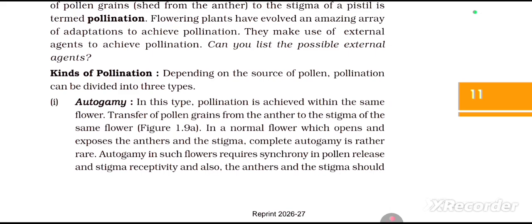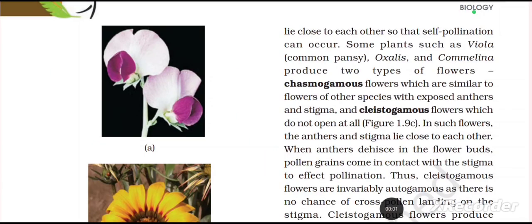The first one is autogamy. In this type, pollination is achieved within the same flower: transfer of pollen grains from the anther to the stigma of the same flower. Figure 1.9a. In a normal flower, which opens and exposes the anthers and the stigma, complete autogamy is rather rare. Autogamy in such flowers requires synchrony in pollen release and stigma receptivity, and also the anthers and the stigma should lie close to each other so that self-pollination can occur.